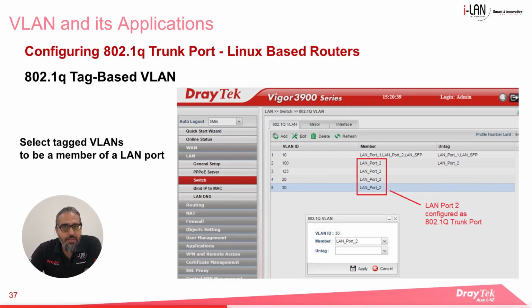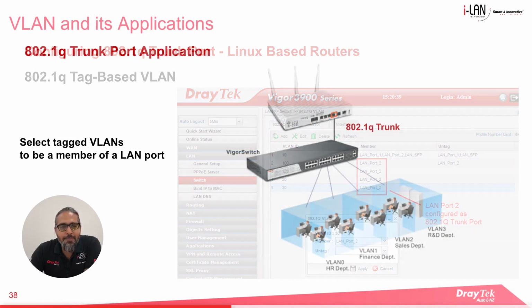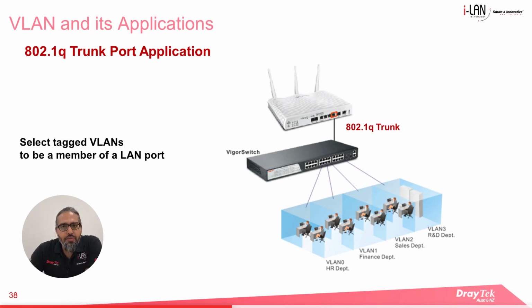For Linux routers, to set up an 802.1q trunk port, we just select all the tagged VLANs to belong to the same LAN port. In the example shown here, LAN port 2 is configured as the 802.1q trunk port. A typical application of VLANs utilizing the 802.1q trunk is shown in this diagram. The switch is connected to the router, and we connect the PCs to the switch LAN ports, with each department assigned to a VLAN.